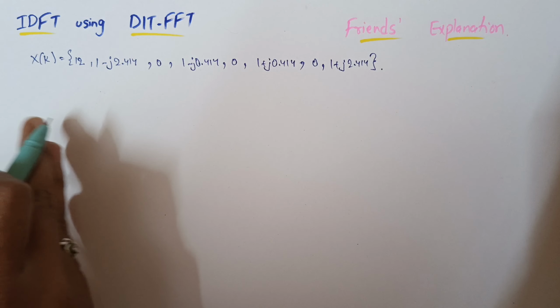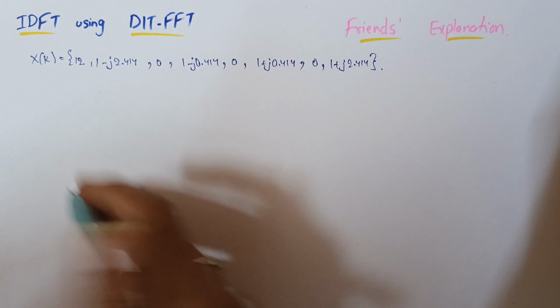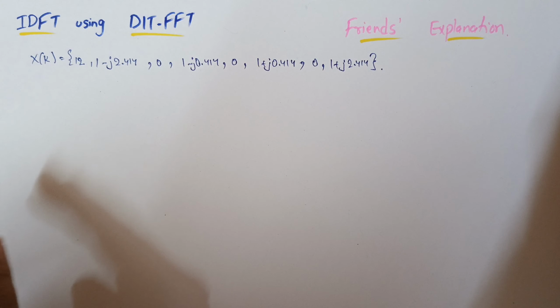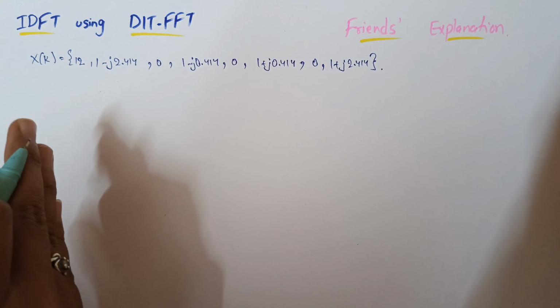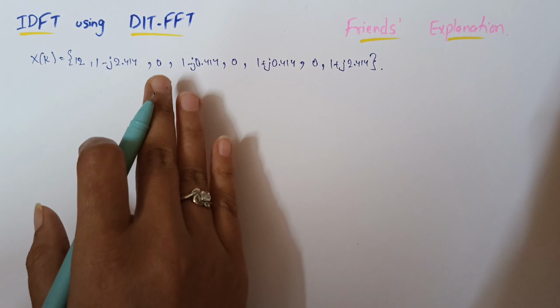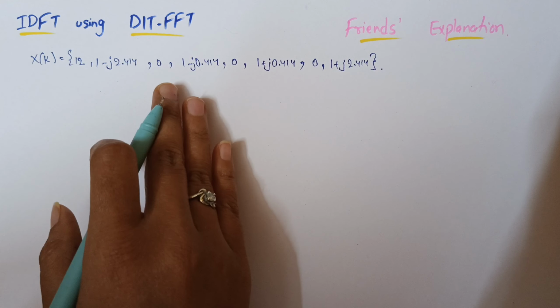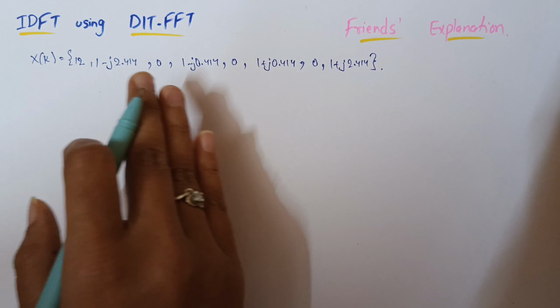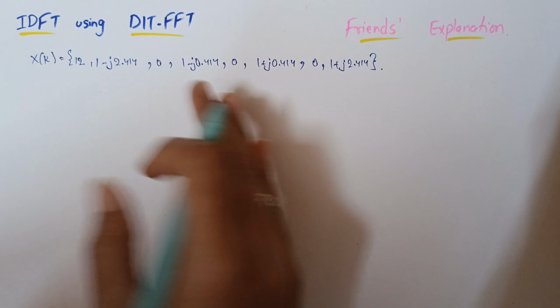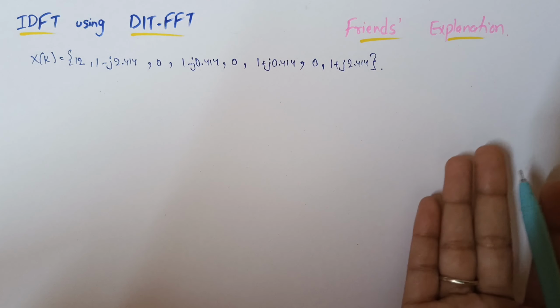This is the sequence that I have taken from the previous video, where we converted the sequence from time domain to frequency domain. This is the result of the frequency domain. Now I will convert this frequency domain sequence into time domain again. First I converted it from time to frequency, and now again I am converting it from frequency to time. That is how we learn things, right? Now let's start the process.